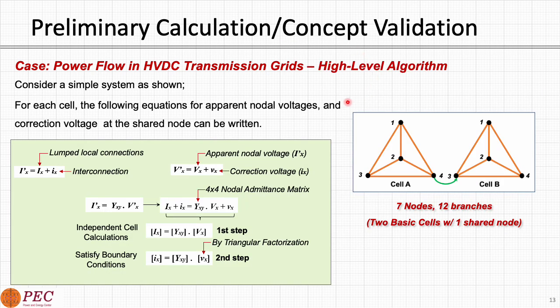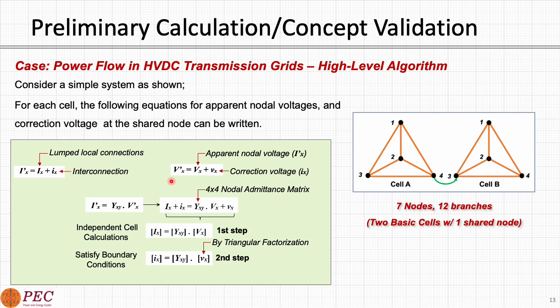So let's take a look at the high-level algorithm for the simplest case as shown, which is 2 cells, cell A and cell B, sharing one node as shown. So for each node in each cell, the current injected or extracted from that node can be written as a summation of the current due to local lumped connections and current due to interconnection, if any.